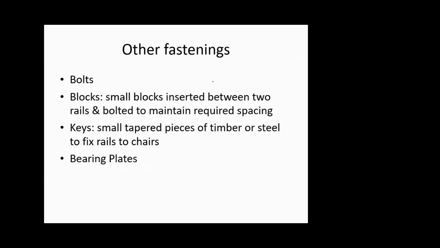And there are some other types of fastening as well. Bolts, general bolts are used. Then blocks and keys, I told you that these are nothing but small portions. Blocks are small blocks inserted between two rails to maintain the required spacing or to fill the gap. And a key is again a small section, but it is a tapered one. It can be timber or steel to fix the rails to the chairs.